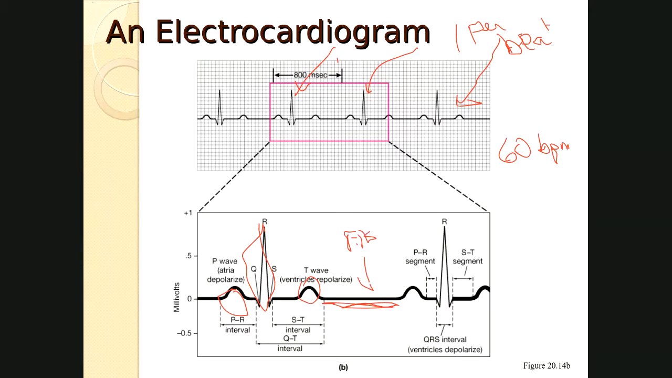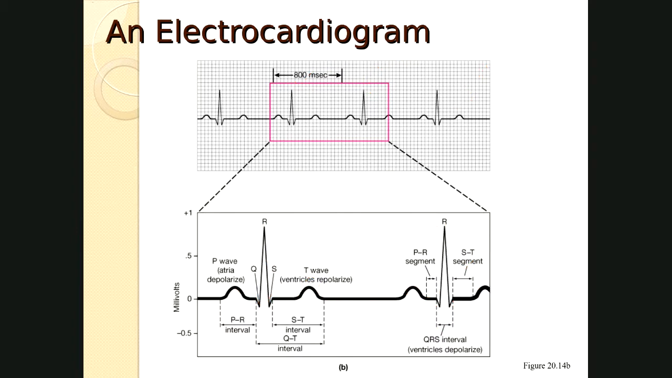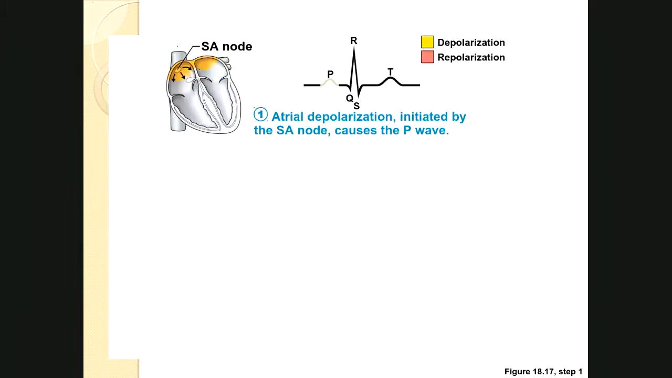And then the SA node starts again, and we're going to get P, Q, R, S, and T. This is when the heart is pumping the blood out. So if you look at it, it pumps, and then it fills up. It pumps, and then it fills up. It just happens over and over again. And remember, it looks like this.